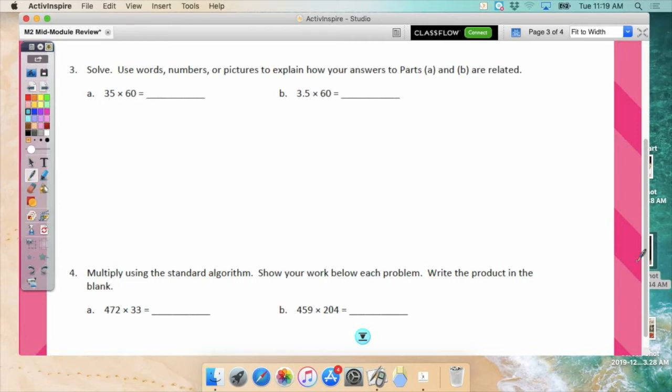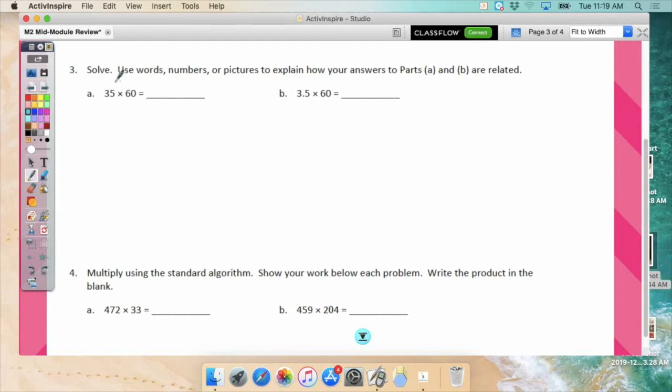I've got to solve, and then I've got to use words, numbers, or pictures to explain how the answers to part A and B are related. Now, we've done problems like this before, boys and girls, where the first set of factors doesn't have a decimal, and the second set of factors does, okay? So we're going to solve this first one, and then what will we do on the second one? Place a decimal in the answer. Do I have to change the answer? No. Not really. The numbers are the same.